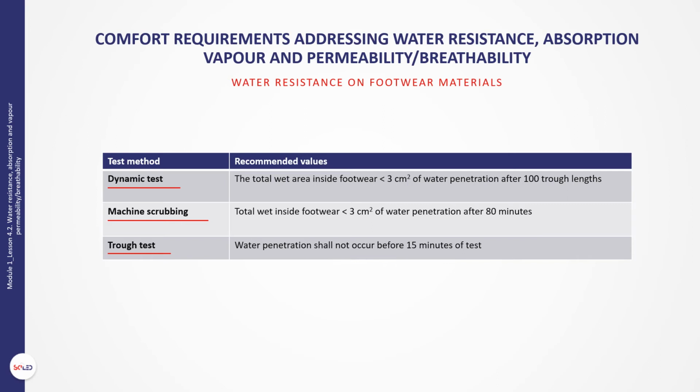Specifications and requirements are given in the following standards. ISO 20345, Personal Protective Equipment, Safety footwear. ISO 20346, Personal Protective Equipment, Protective footwear. ISO 20347, Personal Protective Equipment, Occupational footwear.